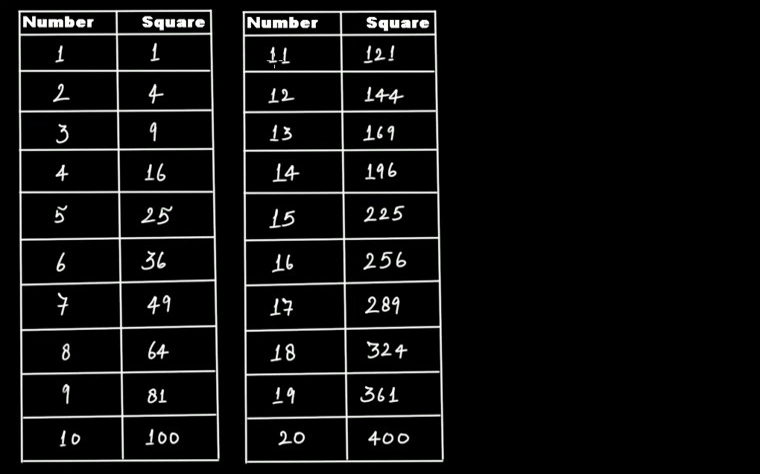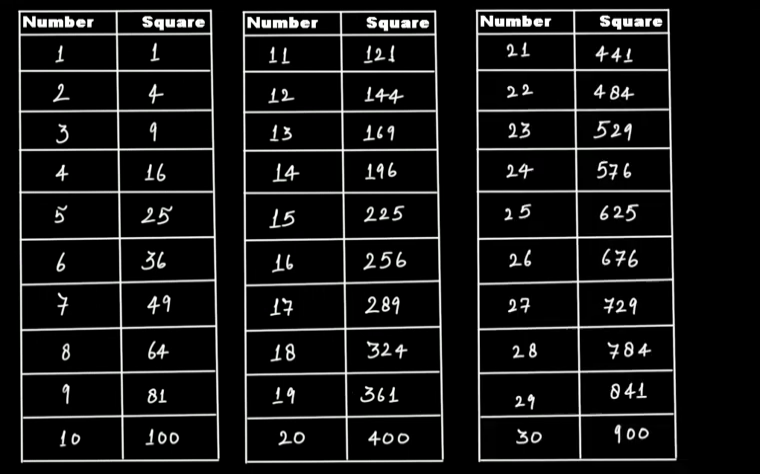Same thing here. 1 at the units place, we have 4 at the units place, we have 9 at the units place, we have 6 at the units place. 5, 6, 9, 4, 1, 0. Nowhere have you found 2, 3, 7 or 8. If you want to see one more table, from 21 to 30, again 1, 4, 9, 6, 5, 6, 9, 4, 1, and here we have 0. Again, nowhere do we have 2, 3, 7 or 8 at the units place.